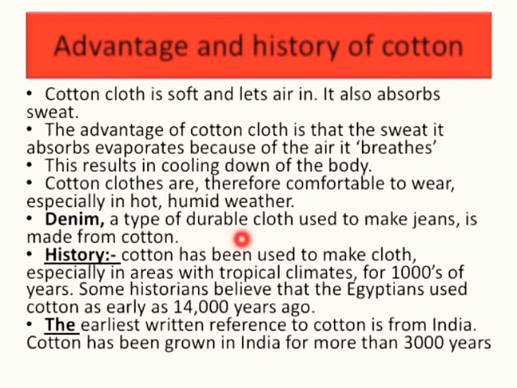Denim, a type of durable cloth used to make jeans, is made from the cotton. Now, let's know a bit about the history of cotton. Now, cotton has been used to make cloth, especially in areas with tropical climates, for thousands of years. Some historians believe that Egyptians used cotton as early as 40,000 years ago. The earliest written reference to cotton is from India. Cotton has been grown in India for more than 3000 years.